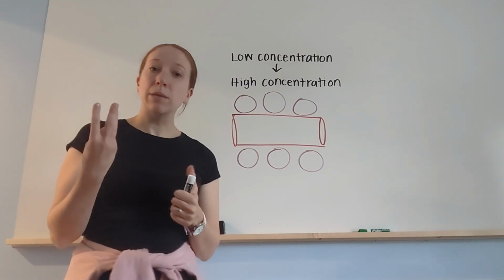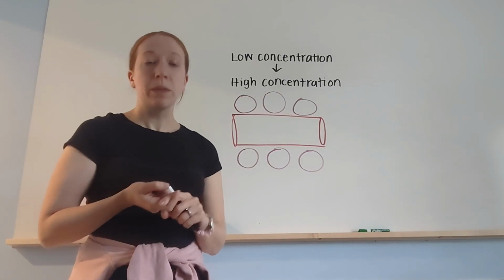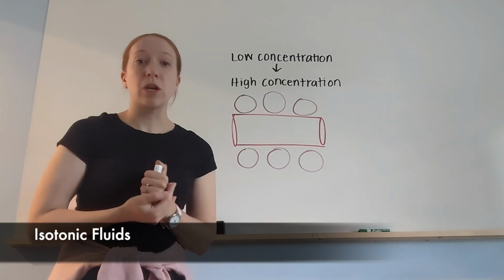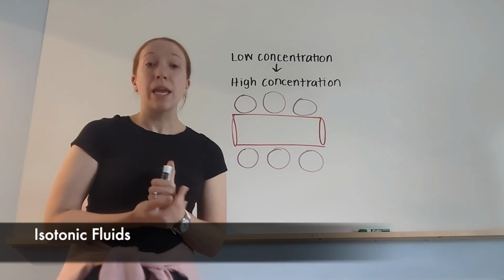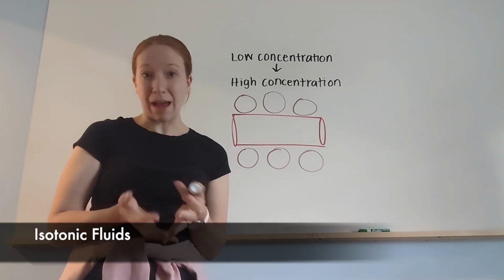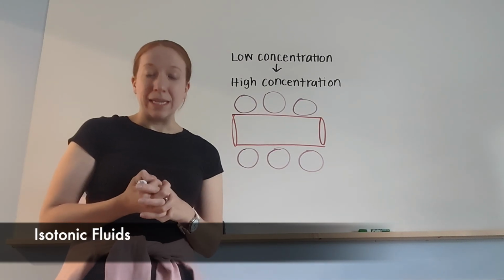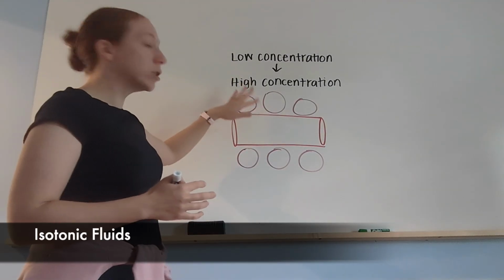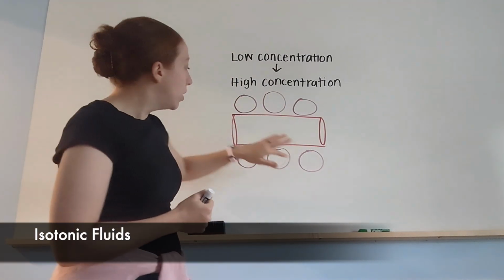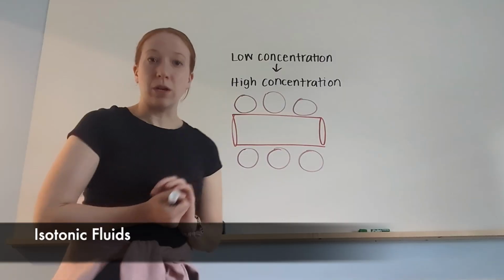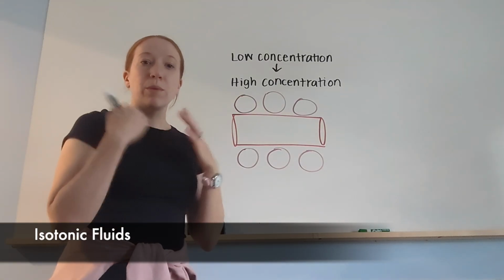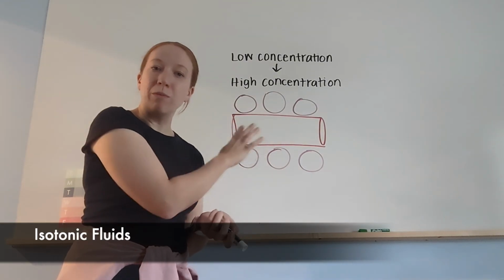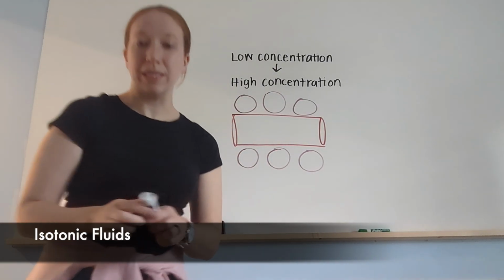We have 3 different types of IV fluids we can give a patient. One is called isotonic. Isotonic fluids are things that we give most often, like normal saline. You've probably heard of that. Normal saline is an isotonic fluid, meaning it has the same concentration as the fluid within our vessel and within our cells. So whenever we add in isotonic fluids, we have equal movement between the vessel and the cell.